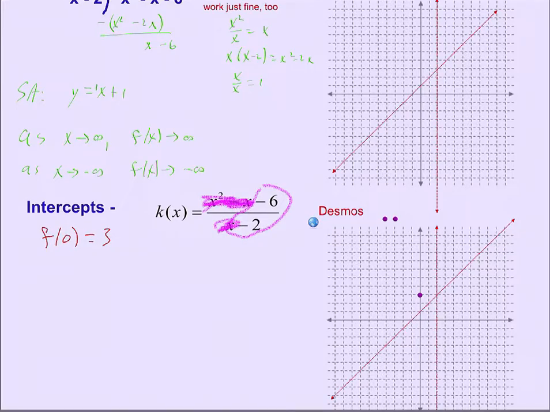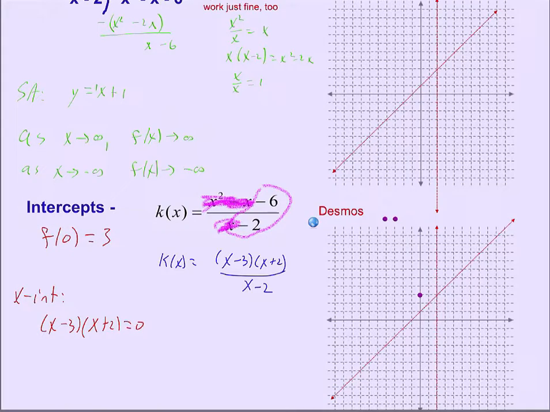And my x-intercepts, here the factored version is going to be useful. Remember, k of x was x minus 3 times x plus 2 over x minus 2. And to find the x-intercept, we find the zeros of the numerator. So when does x minus 3 times x plus 2 equal 0?